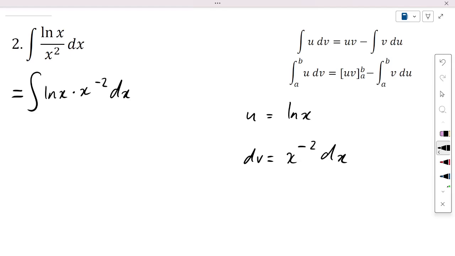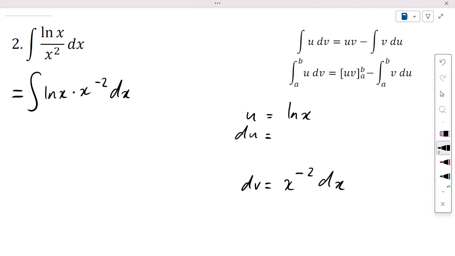So now we've dealt with ln x, and we've dealt with x to the power of negative 2 with respect to x. We've done that already. Now we just need to differentiate and integrate. Let's move this down quickly. We're going to differentiate over here. We're going to have du is equal to, what is the derivative of ln x? The derivative of ln x is equal to 1 over x with respect to x. Let's just keep it as 1 over x for now.